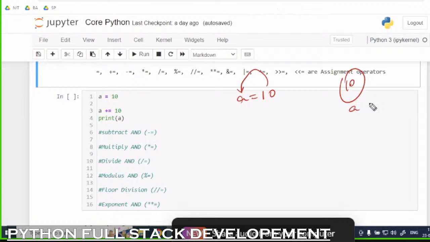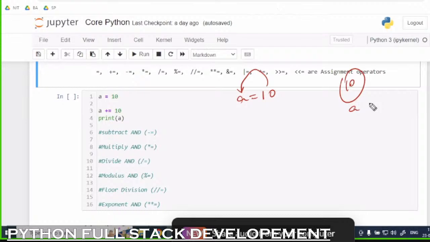So A is equal to A plus 1 can be written in a similar way as A plus equal to 1. If I ask what A plus equal to 1 means, it is nothing but A is equal to A plus 1. Now what is the latest value of A? It is nothing but 11.